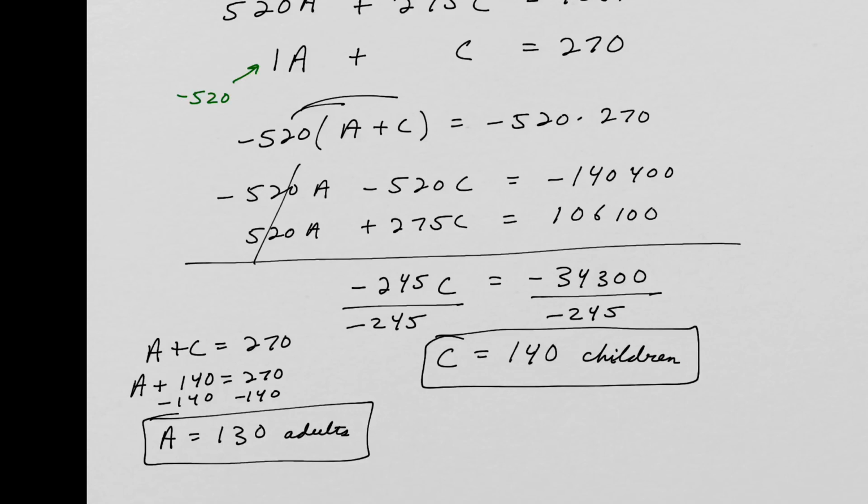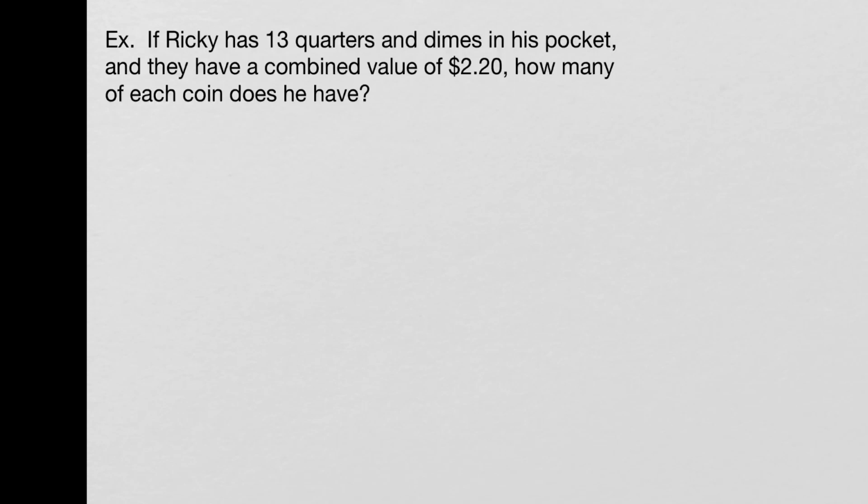All right, let's do one more application. Okay, so in this example, we're told if Ricky has 13 quarters and dimes, so in other words, 13 coins in his pocket, right? Some are quarters, some are dimes. And if they have a combined value of $2.20, how many of each coin does he have? So how many quarters and how many dimes does he have?